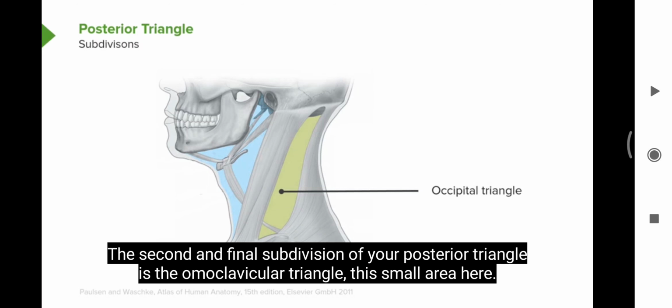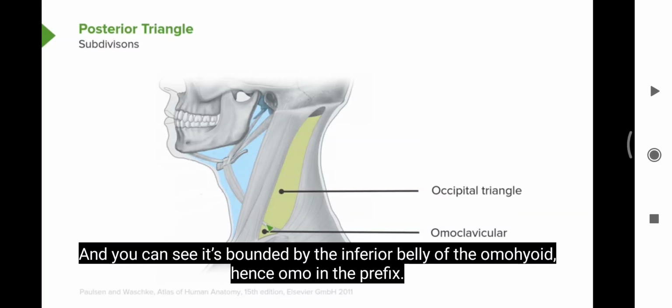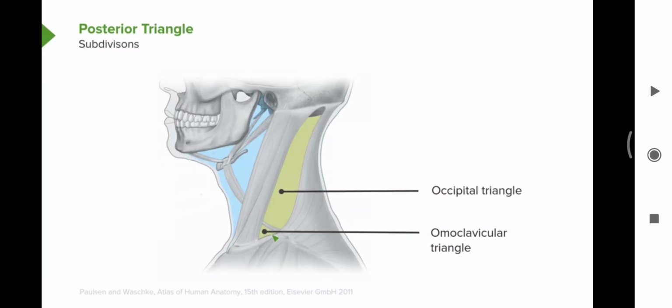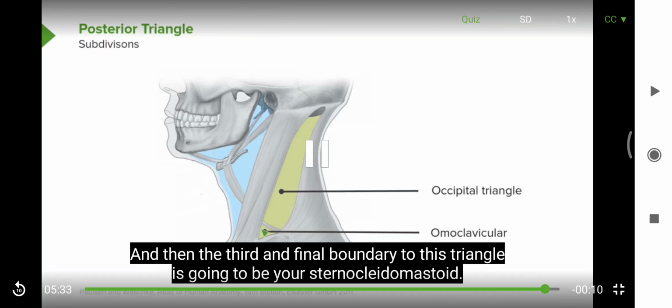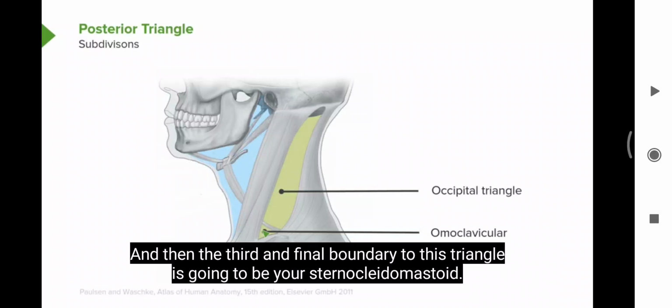The second and final subdivision of your posterior triangle is the omoclavicular triangle. This small area here, and you can see it's bounded by the inferior belly of the omohyoid, hence omo in the prefix. This boundary here is the clavicle, hence clavicular as the suffix. And then the third and final boundary to this triangle is going to be your sternocleidomastoid.